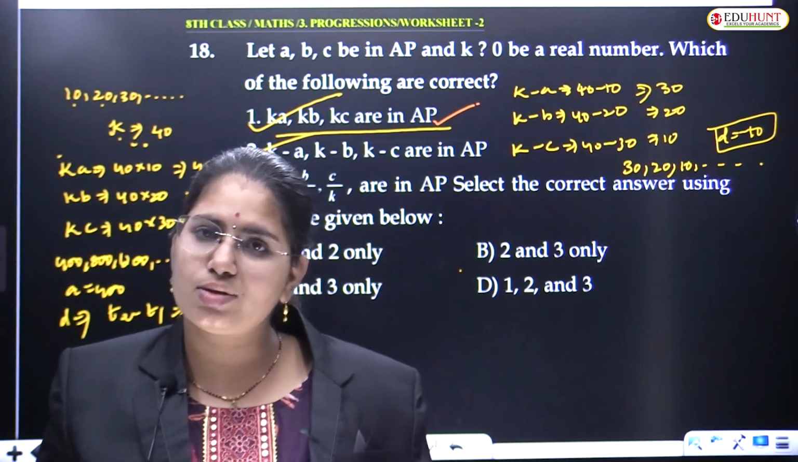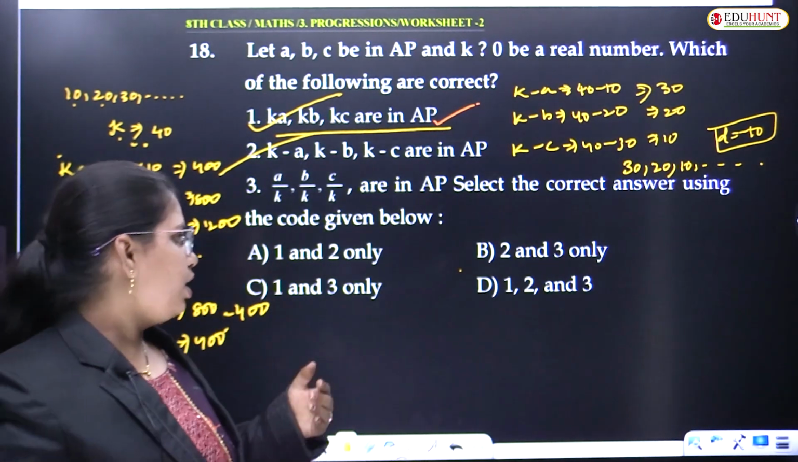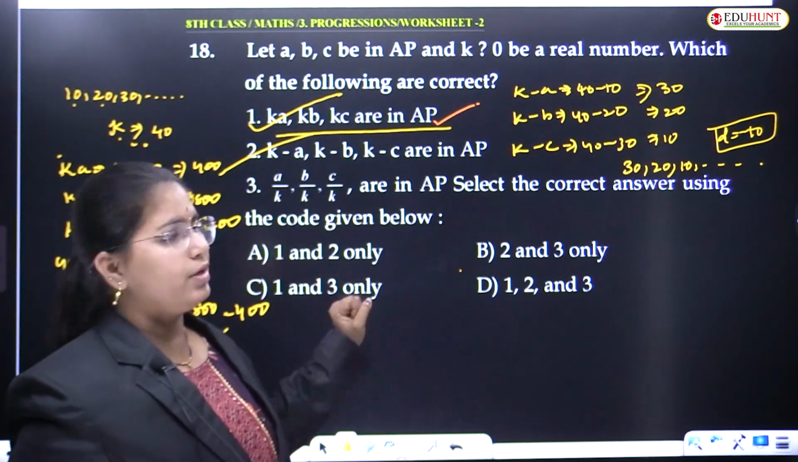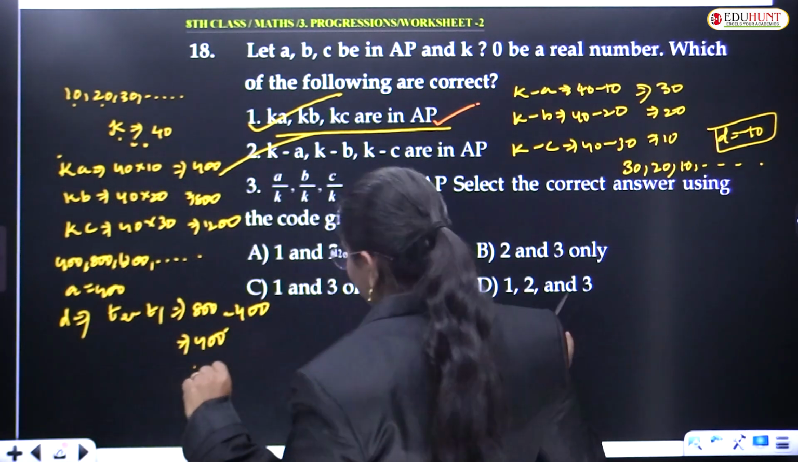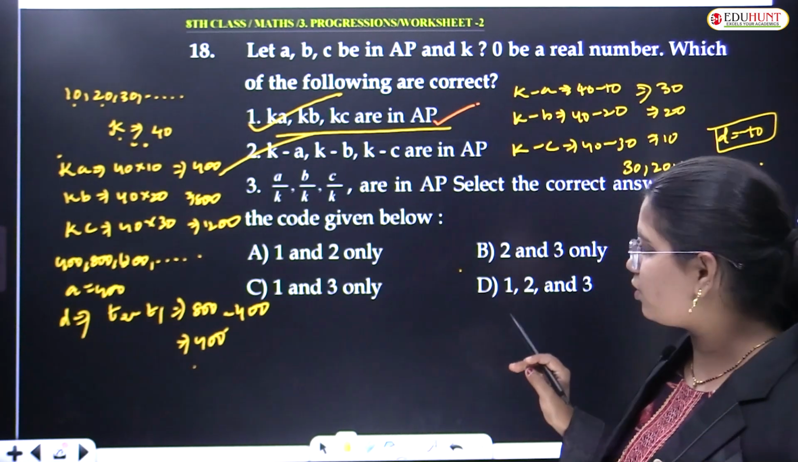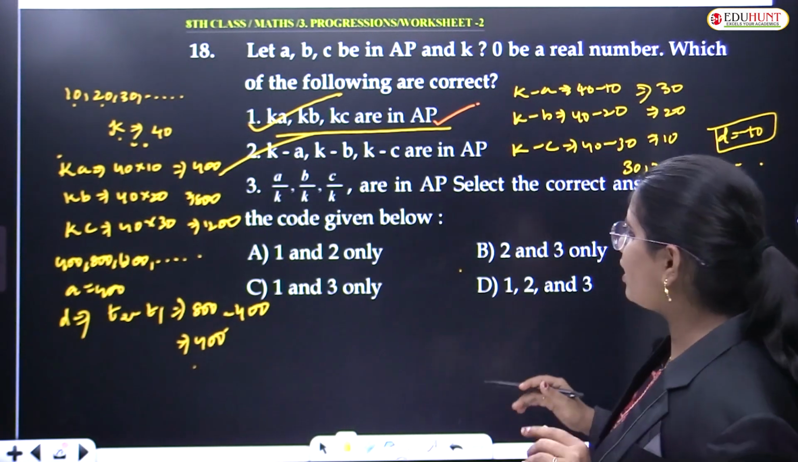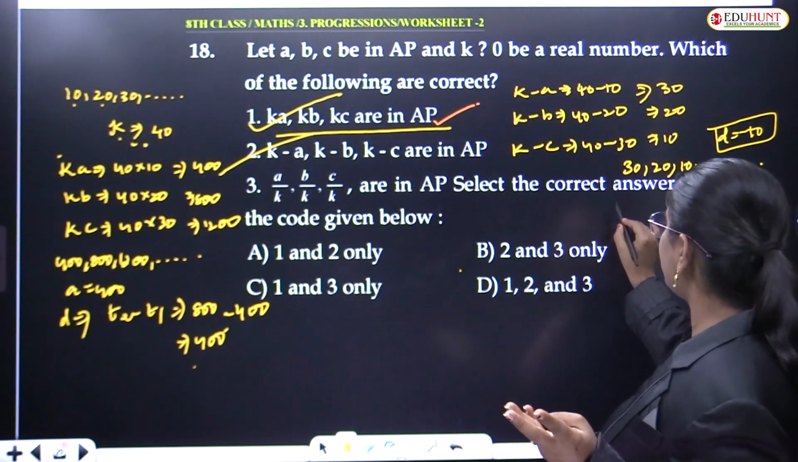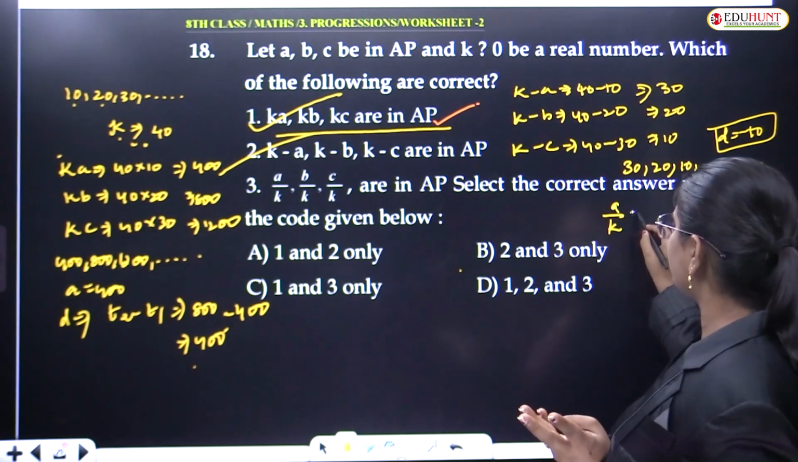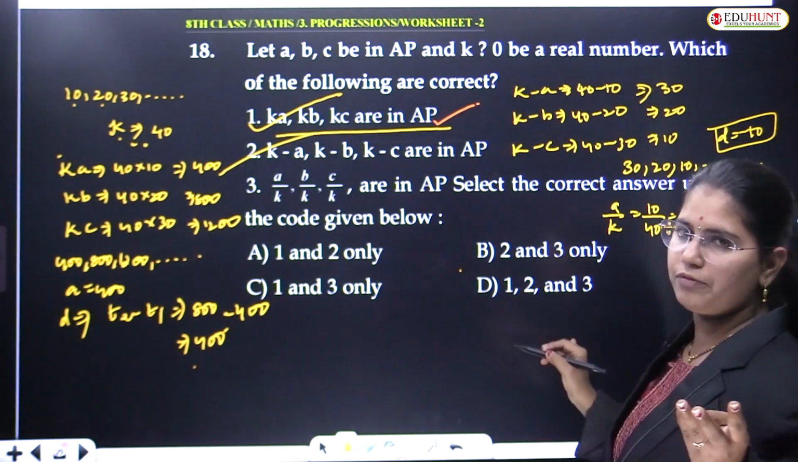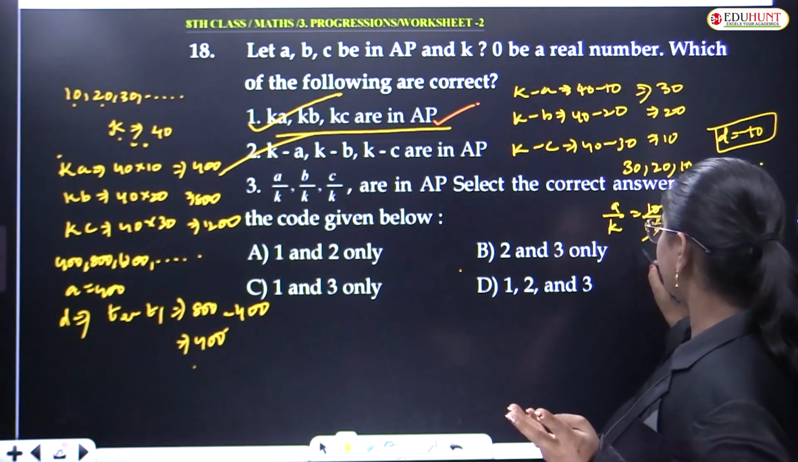Now let's also check with the third property. What is our third property? A divided by K, B divided by K, C divided by K. What is A here? 10. A by K means 10 by 40, which is 1 by 4. If I simplify further, 10 ones, 10 fourths.